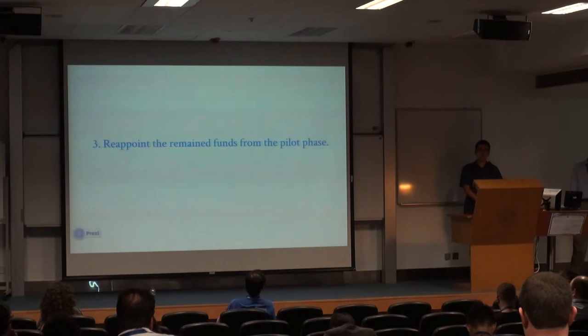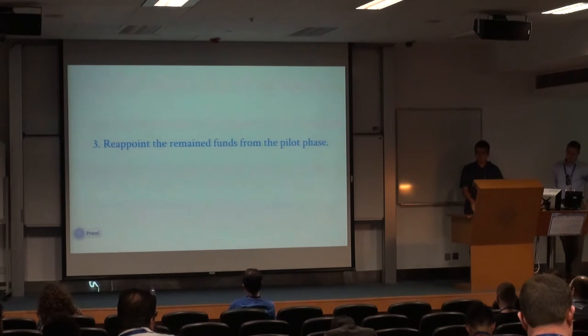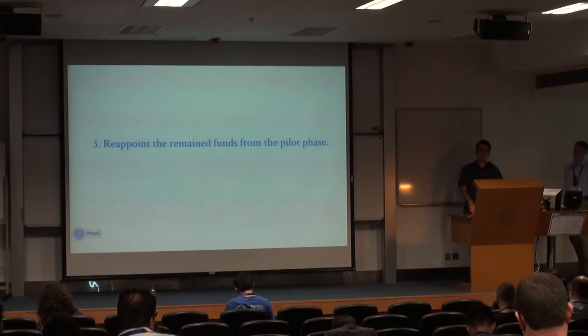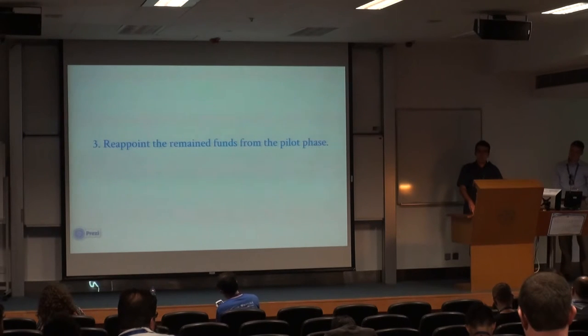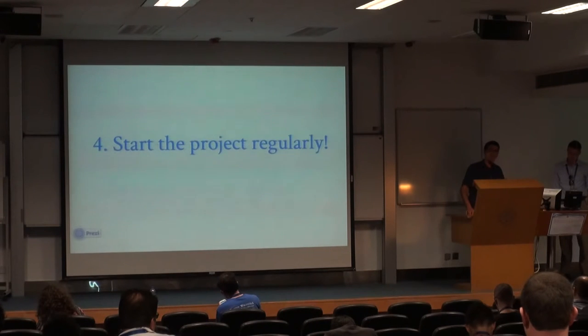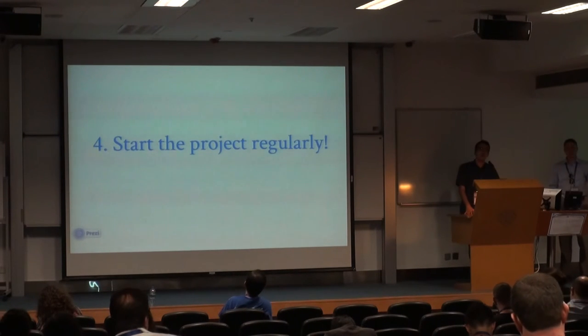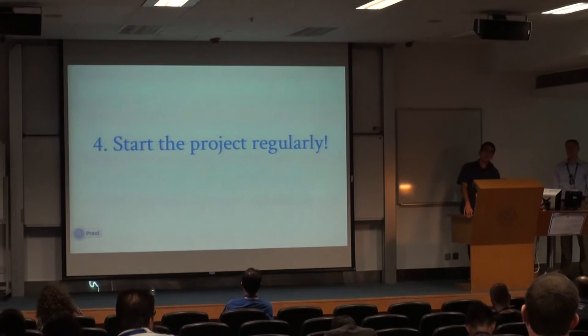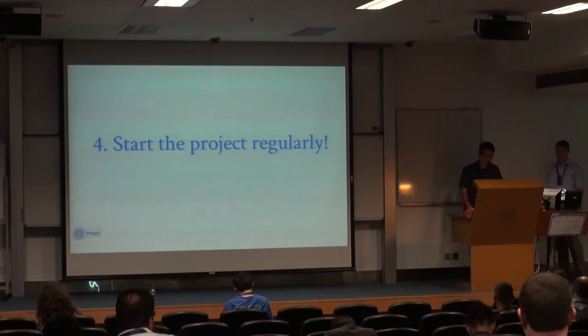So there are about $30,600 remaining, which should be reappointed or reallocated to the future development of the project. So we can ask for more money, but we can also use this money to give the flow funders the right to distribute it to another project. And the fifth and last conclusion is to run the project regularly, on a regular basis, instead of having only a pilot project and then discussing what was done in the past.